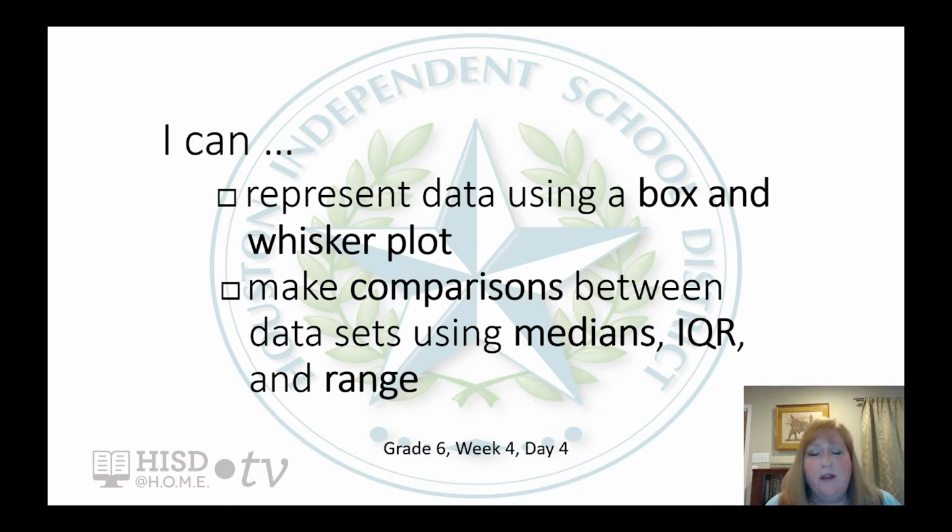This week, one of the I can statements that we're focusing on revolves around box and whisker plots, or box plots. By the end of this activity, we want you to be able to say two things. I can represent data using a box and whisker plot, and I can make comparisons between data sets using medians, IQR, which stands for interquartile range, and range. This activity is from Grade 6, Week 4, Day 4 of the summer school curriculum.